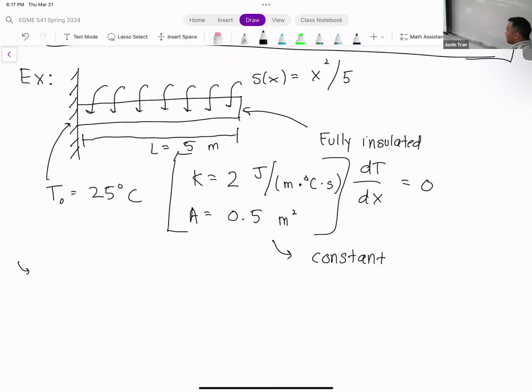All right, so with all this given information, we're going to solve the strong form first, for the distribution of temperature in this rod.